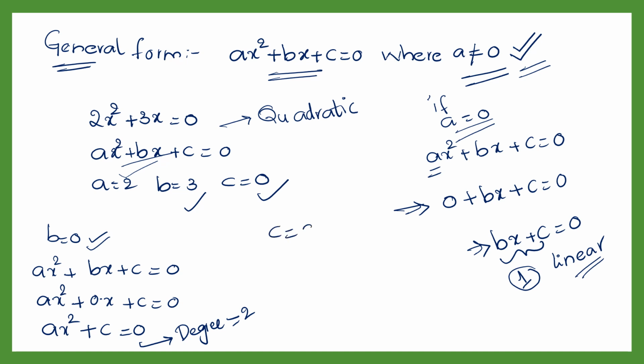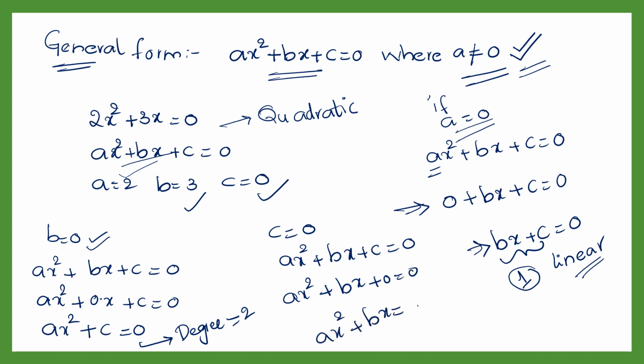Similarly, if c is equal to 0 also, the equation will still remain a quadratic equation. Let's see. ax square plus bx plus c is equal to 0 is the general form. Let's substitute c as 0. What you will get is plus 0. That means the equation will remain as ax square plus bx is equal to 0. If you check here also, the degree is 2. That means now also the equation is quadratic. So b can be 0, c can be 0, but a should never become 0.